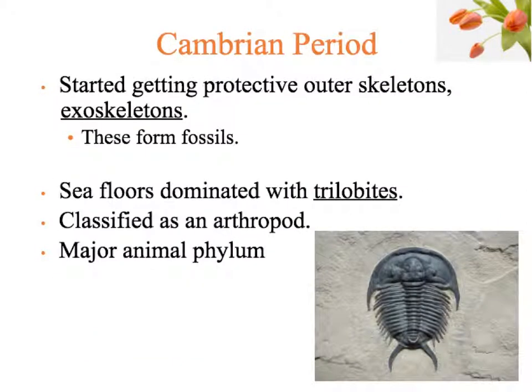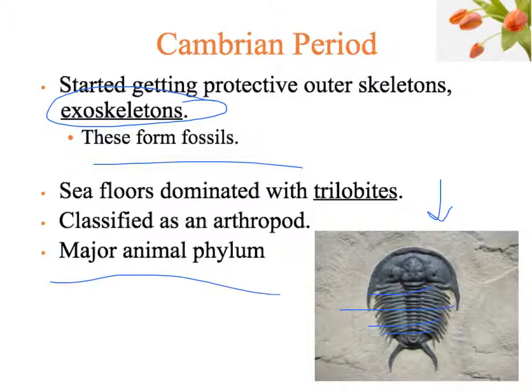So we look at the Cambrian period, we start getting our protective outer skeletons. So we start seeing these exoskeletons, and they do form fossils. So we see the sea floor just dominated with these little organisms called trilobites. They are classified as an arthropod. They have segmented bodies. And this is a major animal phylum that we see today.